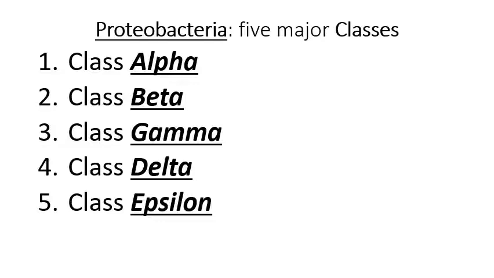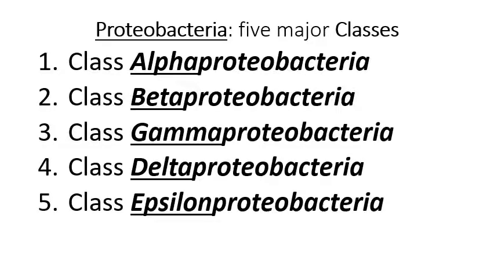And there are 5 major classes within the phylum Proteobacteria, and they are all named after the first 5 letters in the Greek alphabet: alpha, beta, gamma, delta, epsilon. And so the classes are alpha Proteobacteria, beta Proteobacteria, gamma Proteobacteria, delta Proteobacteria, epsilon Proteobacteria. And so you should memorize what the 5 classes are within the phylum Proteobacteria.